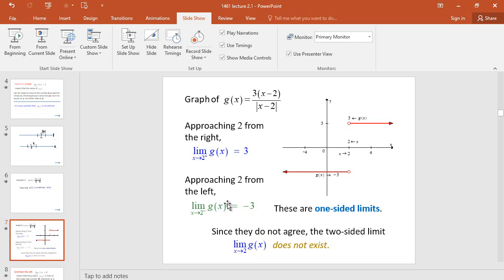Now these are called one-sided limits. This is called the right-hand limit. This is called the left-hand limit. And so here the right and left-hand limits at 2 exist, but the two-sided limit at 2 does not exist.